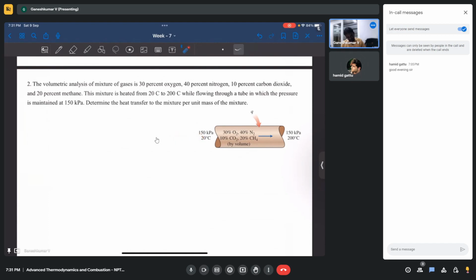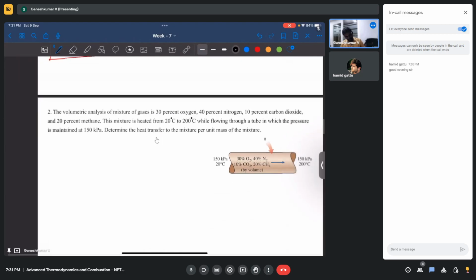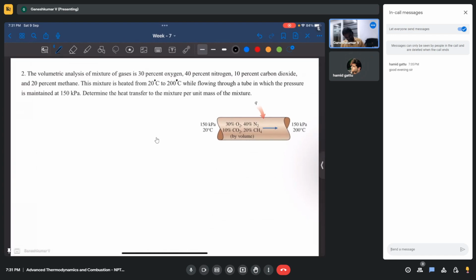So there is a flow coming into this pipe, and that flow contains by volume this percent of gases, and the mixture is heated from 20 degrees Celsius to 200 degrees Celsius. I forgot to put degrees over here. Our job is to determine the heat transfer to the mixture per unit mass of the mixture. So we need to find how much heat I need to supply to raise its temperature from 20 degrees Celsius to 200 degrees Celsius, and the pressure remains constant.